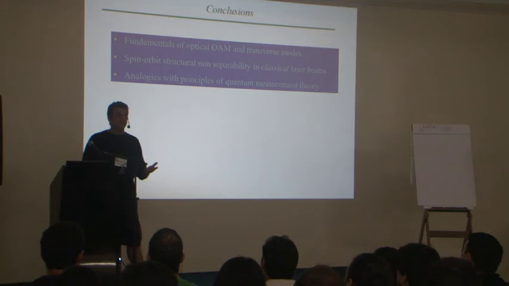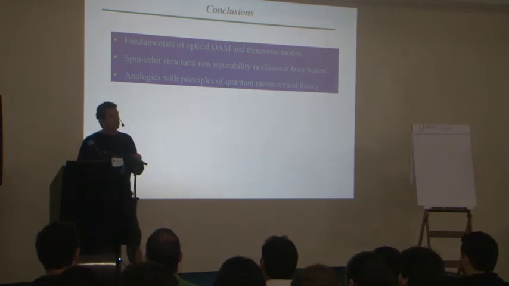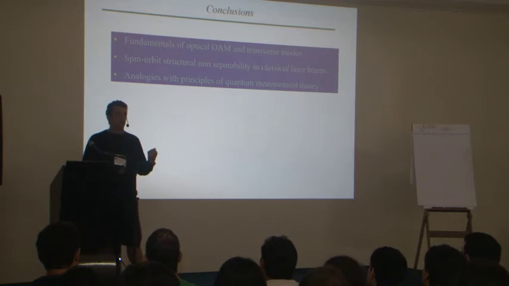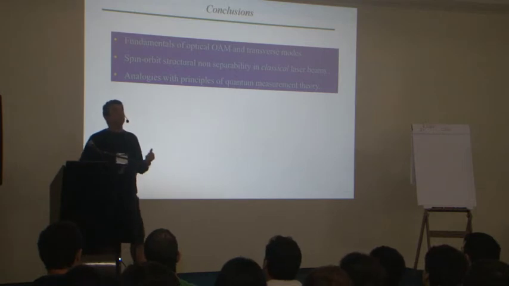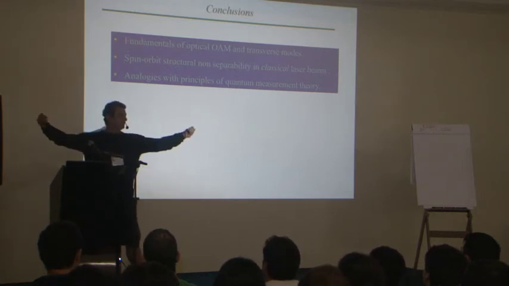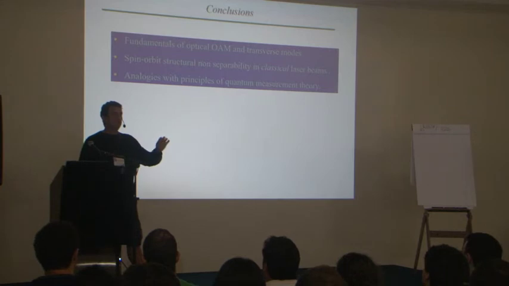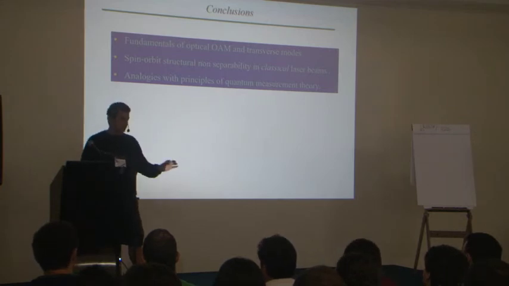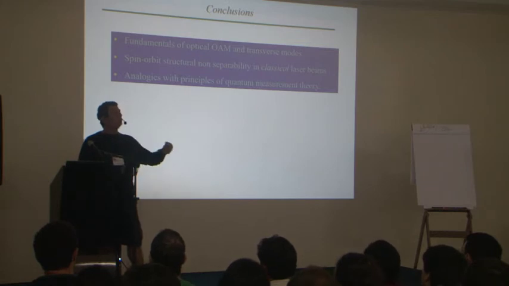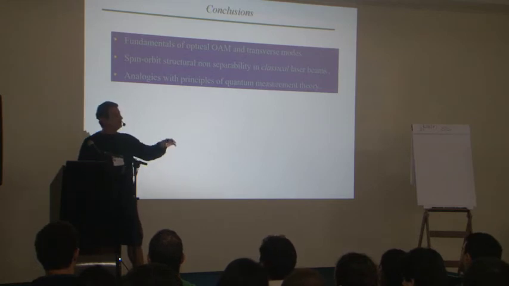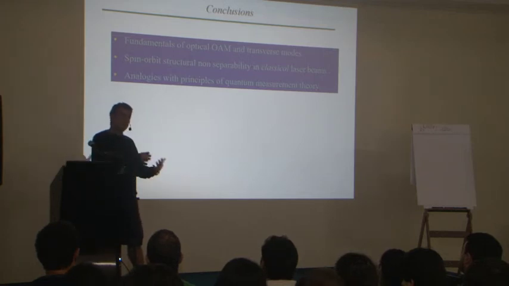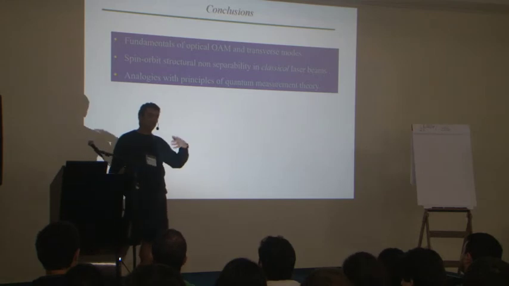But what is quite funny and what surprised us a lot was that we could find a role for Bell inequality in this context. Not to prove non-locality or whatever, but to show that you can build an inequality that is formally equivalent to Bell inequality and interpret a violation of this inequality in terms of the spatial vector structure of the beam. And this is what we are going to discuss in the next lecture.